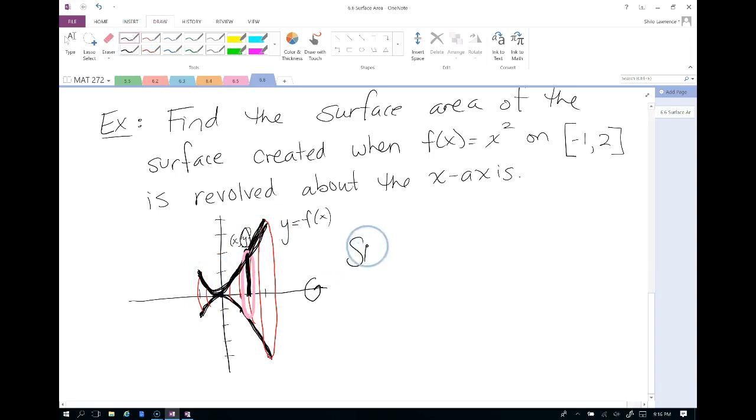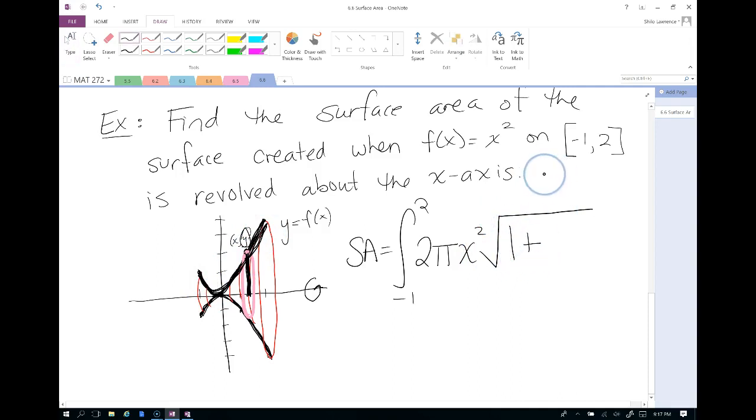So surface area is the integral from, we were told, negative 1 to 2. For the individual circles, it's 2 times pi times radius. Our radius here is vertical, so it goes to the function x squared. And then we want it for every point along the arc, so we also have to multiply by arc length, which is the square root of 1 plus f prime squared. So we need to work that out separately.